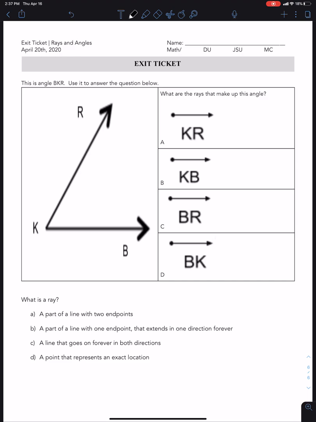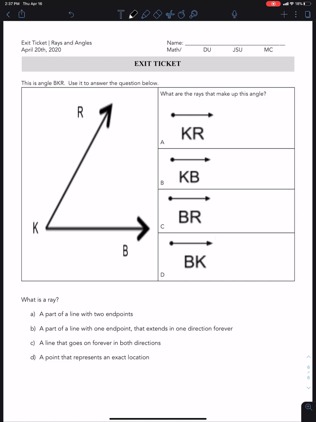All right, for your exit ticket, you are looking at an angle here, angle BKR. You're going to use it to answer the question below or to the side here. So, what rays make up this angle? So you're just going to answer that question, and then you're also going to answer the multiple choice question as well. When you're done, as always, ST Math for 15 minutes so that your brain stays warm. Pause the video. When you're done with your exit ticket, you can unpause the video to check your answer.